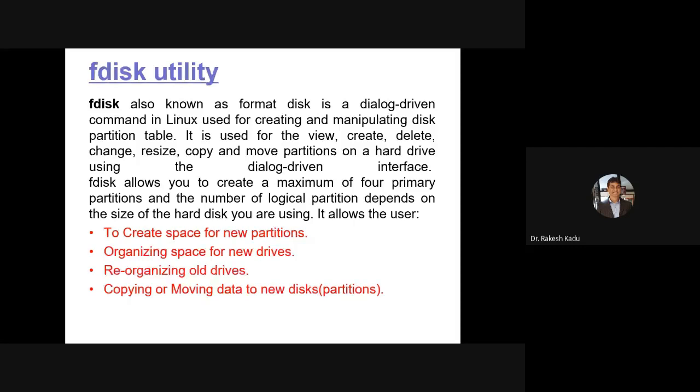Fdisk allows you to create a maximum of 4 primary partitions, and the number of logical partitions depends on the size of the hard disk you are using. Okay, so again we can only create 4 primary partitions using this particular fdisk tool, and it allows you to create an extended partition, or convert a primary partition into an extended partition, and you can create as many logical partitions as the size of the hard disk allows.